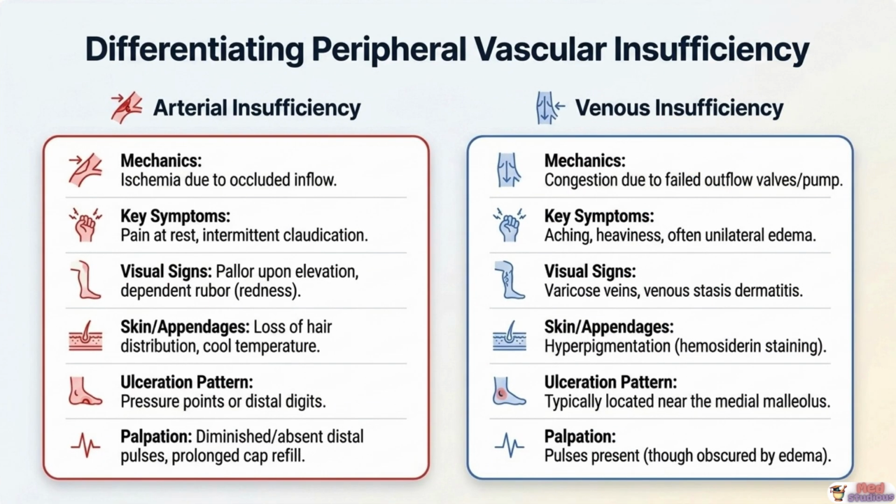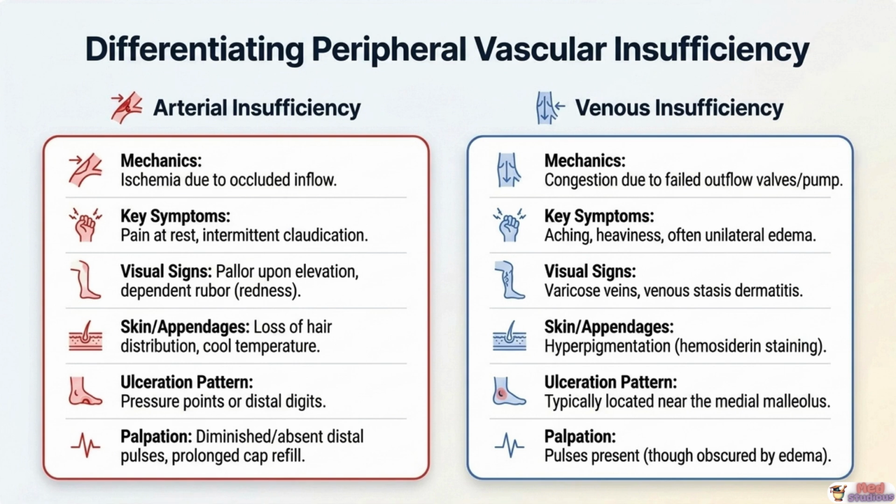Not all leg pathology is cardiac, and distinguishing arterial from venous insufficiency is a critical bedside skill that changes management entirely. Arterial insufficiency results from ischemia due to occluded inflow, producing pain at rest and intermittent claudication as key symptoms, pallor on elevation and dependent rubor as visual signs, loss of hair distribution and cool skin temperature, ulceration at pressure points or distal digits, and diminished or absent distal pulses with prolonged capillary refill.